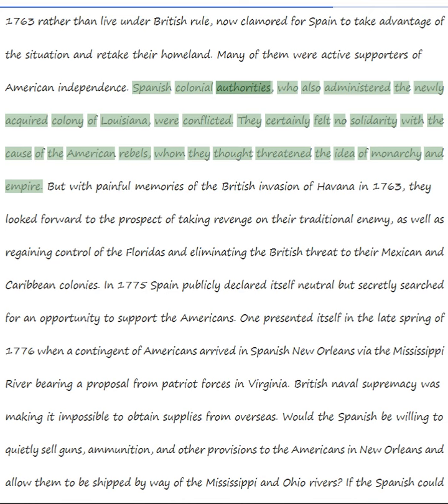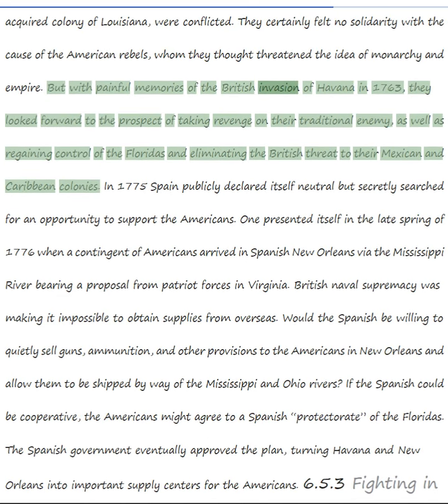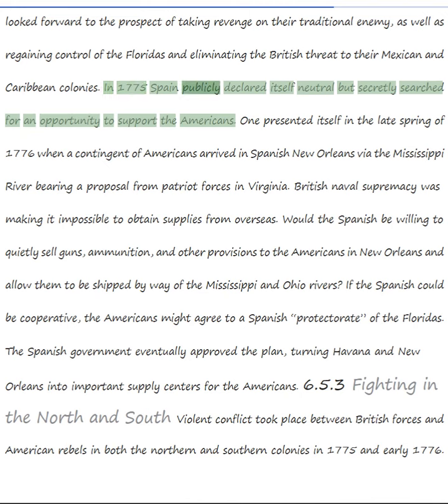Spanish colonial authorities, who also administered the newly acquired colony of Louisiana, were conflicted. They certainly felt no solidarity with the cause of the American rebels, whom they thought threatened the idea of monarchy and empire. But with painful memories of the British invasion of Havana in 1763, they looked forward to the prospect of taking revenge on their traditional enemy, as well as regaining control of the Floridas and eliminating the British threat to their Mexican and Caribbean colonies. In 1775, Spain publicly declared itself neutral but secretly searched for an opportunity to support the Americans.